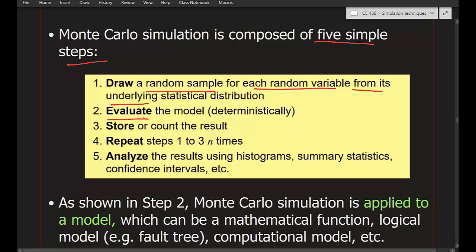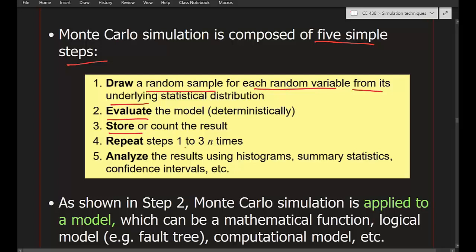Second step, that is to evaluate the model deterministically. Whatever sample we have, we can use this data to evaluate the model, and in this case we are using a deterministic approach to calculate the output y. Now in the next step, we have to store all the results coming from the model, or we may need to count these results sometimes also. So either we have to store or we have to count these results that are coming from the deterministic model.